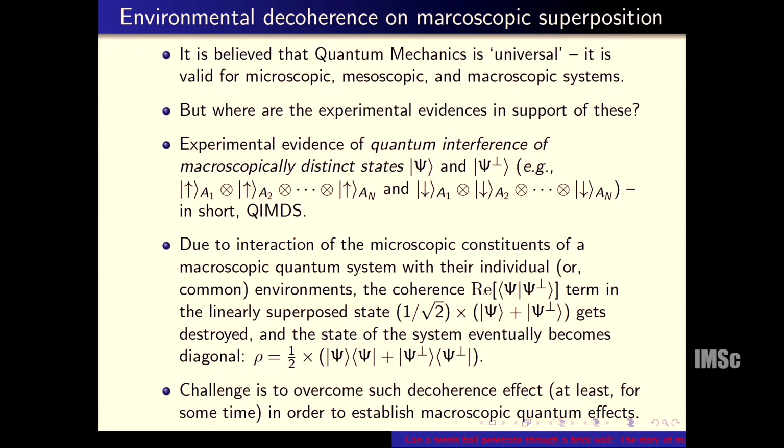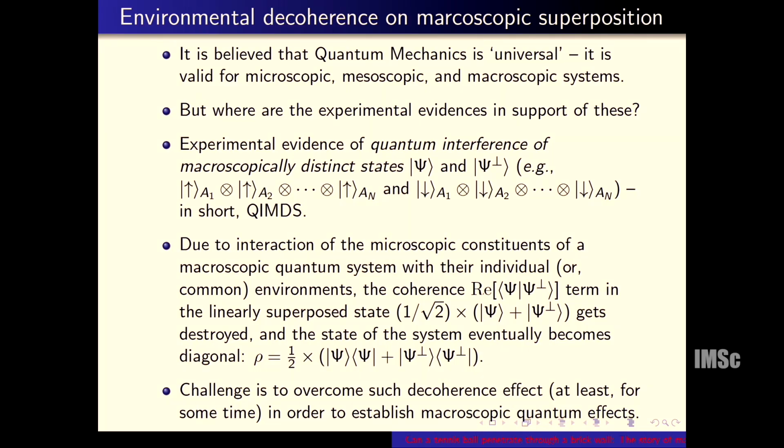Okay, good. So now, as I said, the main hindrance to observing macroscopic superposition in the quantum world is environmental decoherence. Let's say I have two macroscopically distinct states. Macroscopically distinct means that by using coarse-grained measurement you can distinguish them perfectly. So you have these two states, psi and psi perp, and these are orthogonal states.